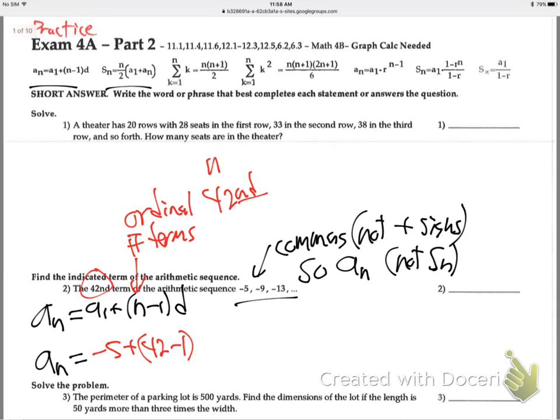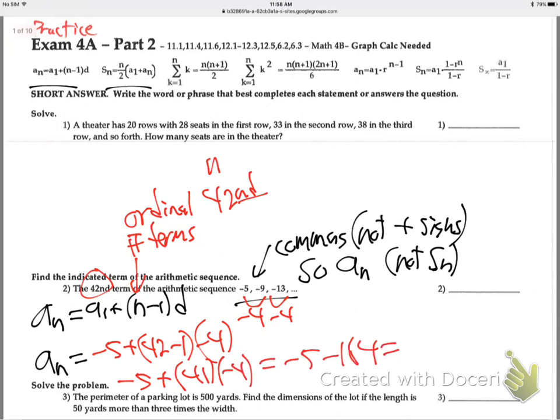The D, what's the D? The difference from term to term? It's going down by 4 every time, huh? It's multiplied by -4. So there it is. -5 plus 41 times -4. -5 minus 164. Minus 169. Kind of scribbling those 6's out there. Minus 169 must be the 42nd term. All is well?